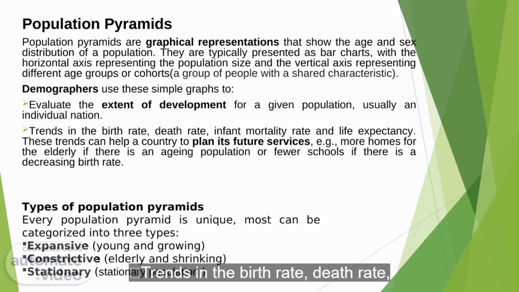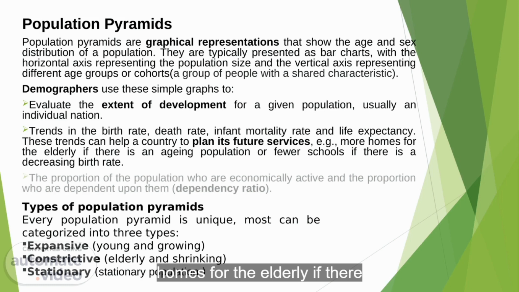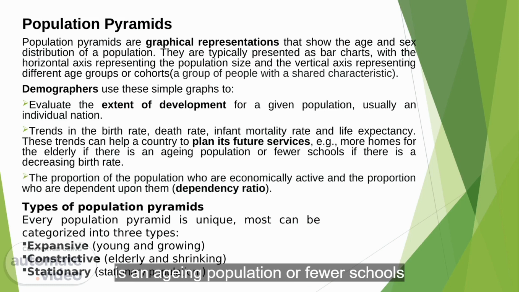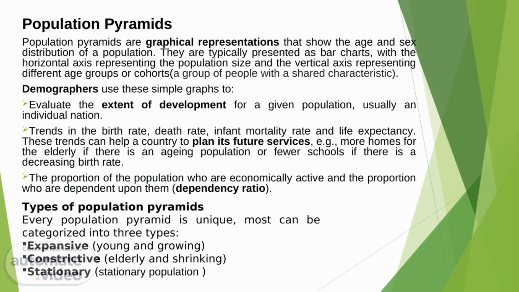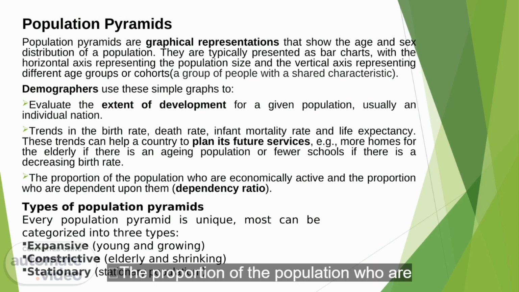Trends in the birth rate, death rate, infant mortality rate and life expectancy. These trends can help a country to plan its future services, for example, more homes for the elderly if there is an aging population or fewer schools if there is a decreasing birth rate. The proportion of the population who are economically active and the proportion who are dependent upon them: the dependency ratio.